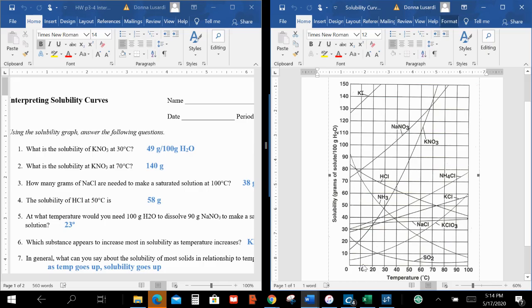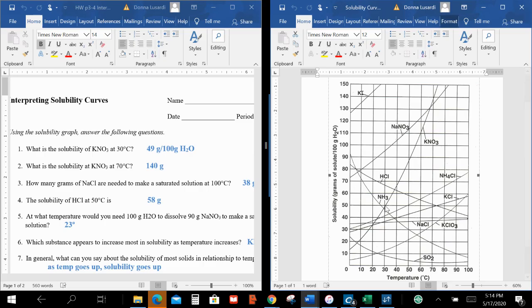So the first question is KNO3 at 30 degrees. I find 30 degrees, I go up to the KNO3 line, and to me it looks just a tad below 50 grams would be soluble in 100 grams of water. So I said 49. If you said 48, 49, 50, that's all acceptable.